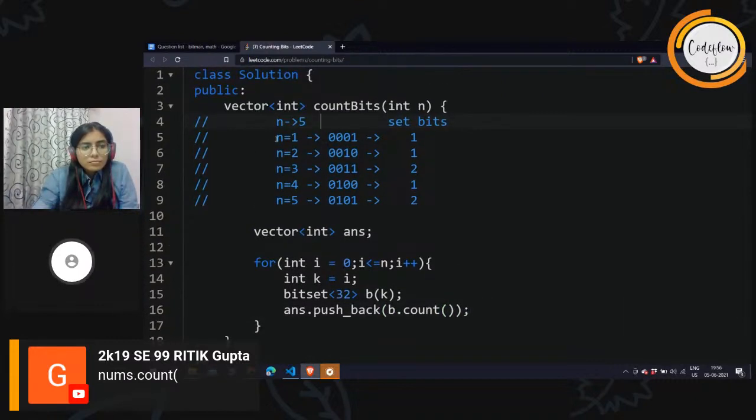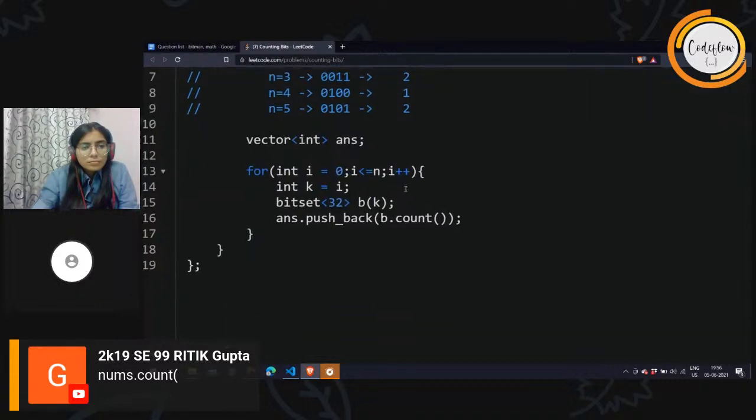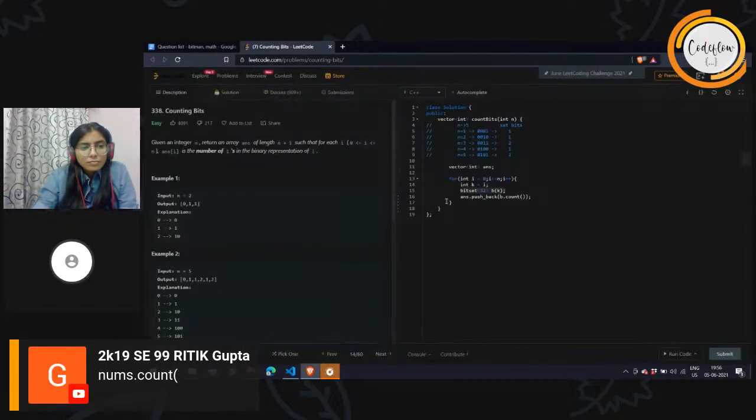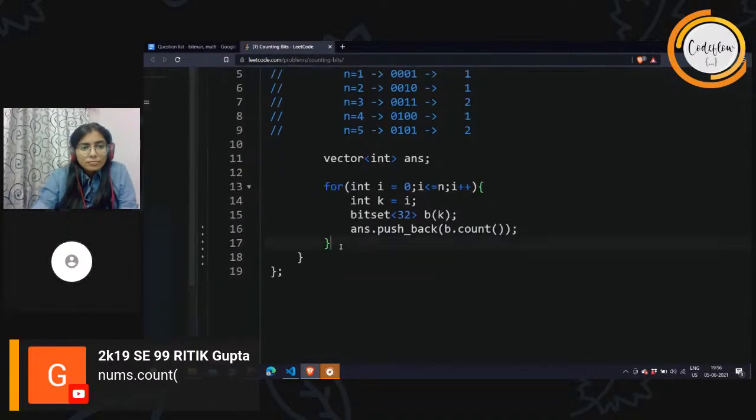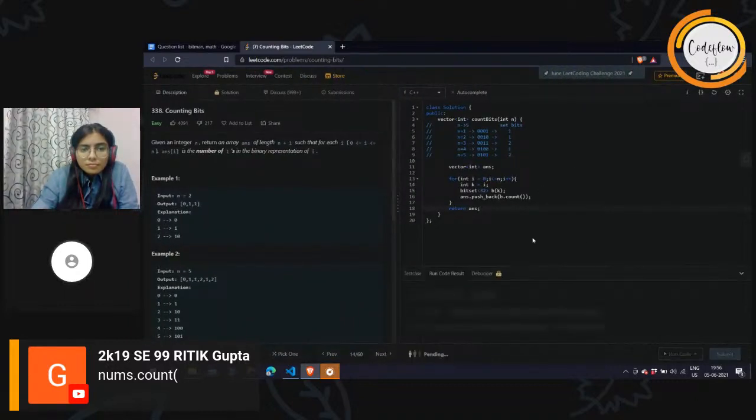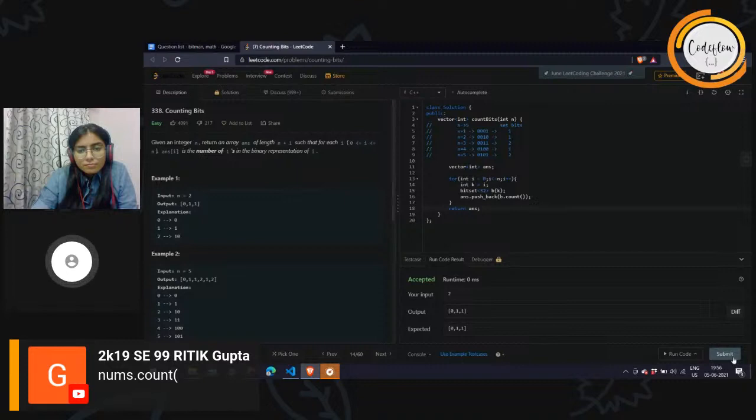Over here n will start from 0. I didn't see the constraint first, but anyway, n will become 0, then it will be converted into a bit set, then the number of set bits in it will be pushed into answer. Then again the loop will continue till n, right? And now what is the return type of this function? Vector int. Since on LeetCode you don't have to write the whole code, you just have to write the function, you can just do it like that. Makes sense, it works, right?